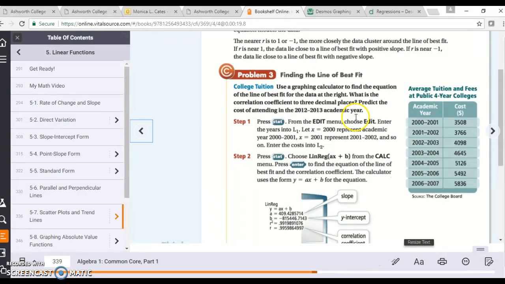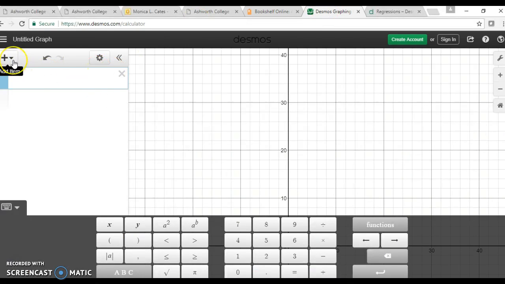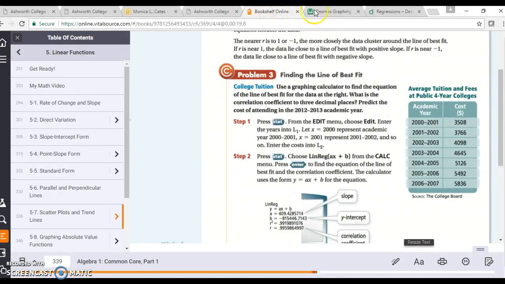So the first thing that I'm going to do is exactly like they did. It said let x equal 2000 represent the academic year from 2000 to 2001, x equal 2001 represent the next, and so forth. I would have even used 0, 1, 2, 3, and 4 instead, but we'll use the same numbers that they use. So I'm going to come here to my graphing calculator and add a table. So we have the year 2000 is 3508.